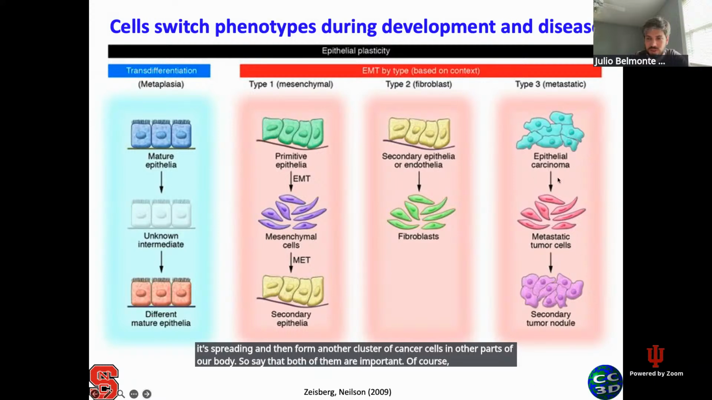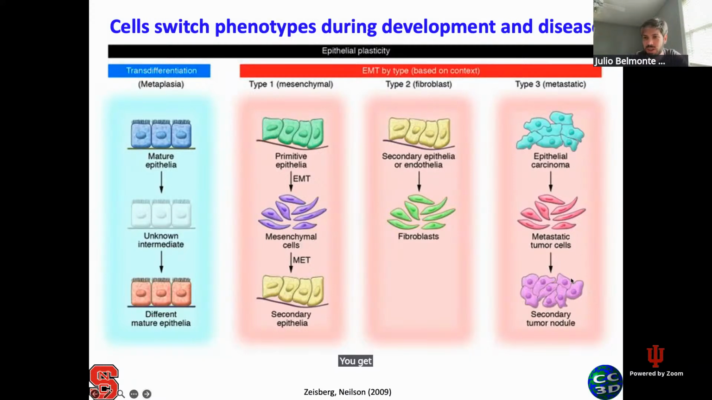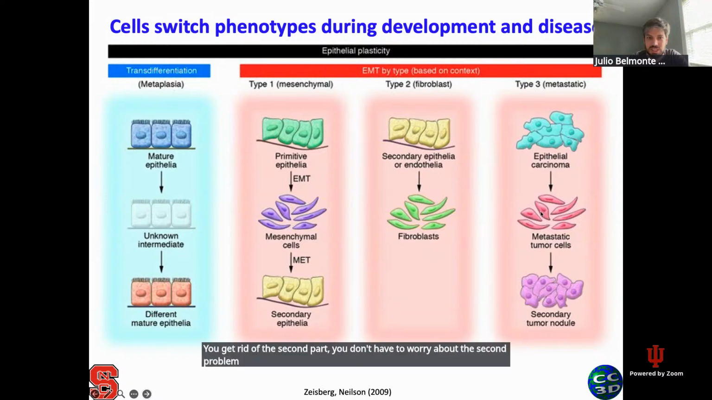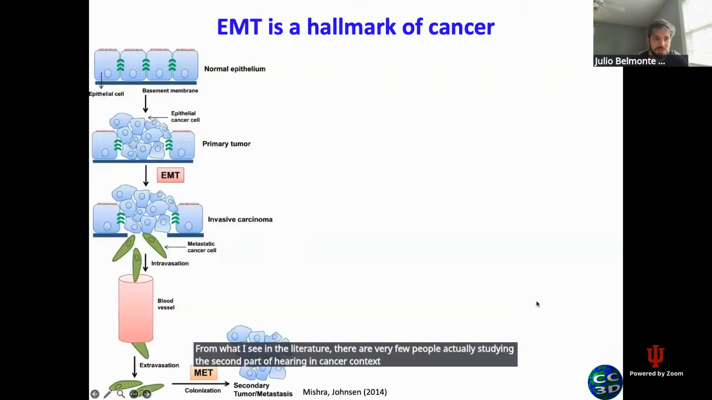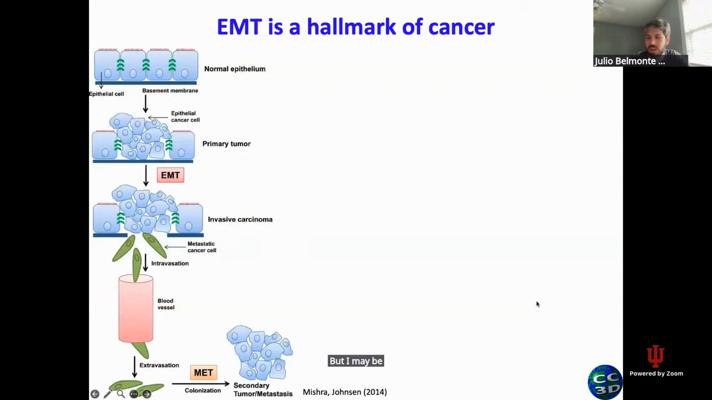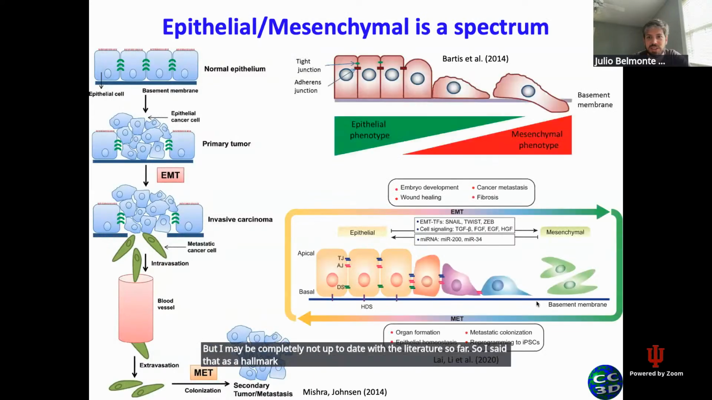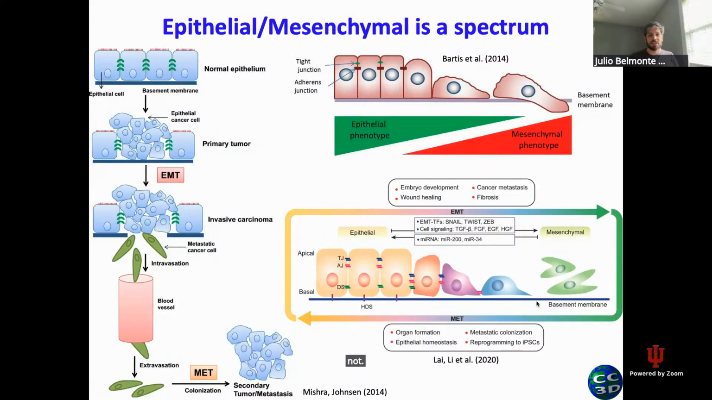Of course, if you kill this first part, you get rid of the second part. You don't have to worry about the second problem. But this second transition is also just as important. And from what I see in the literature, there are very few people actually studying the second part in cancer contexts, but I may be completely out of date with the literature. So I already said that it's a hallmark of cancer and it's a spectrum. Okay, all right. So that's my very crash course introduction to epithelial mesenchymal transitions, right?